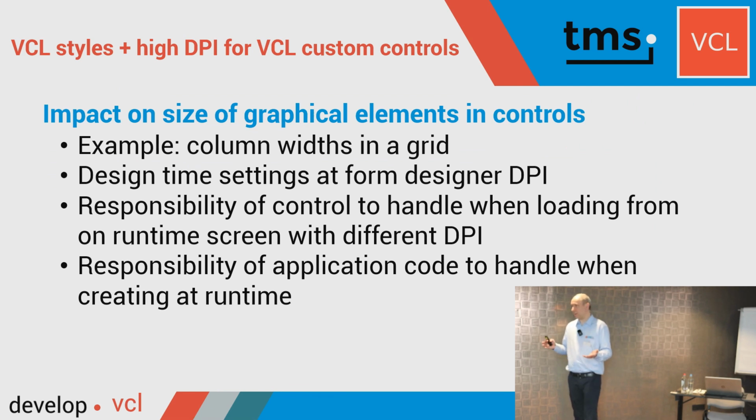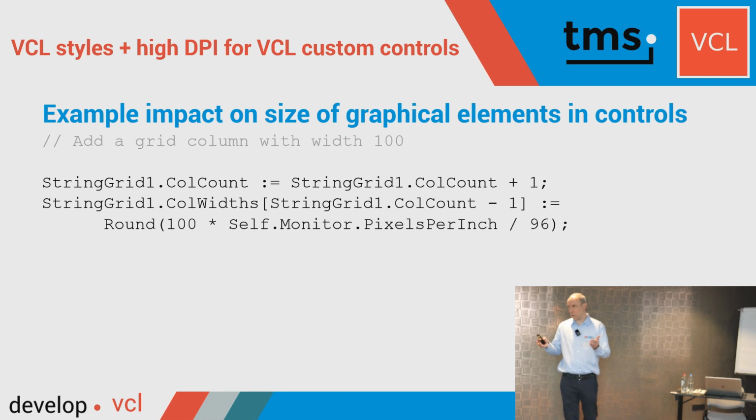So a perfect example here is a string grid where you have columns with certain column widths. And of course, you want the columns to look equally good on different DPIs. If you set column widths at runtime, also here you will need to calculate the proper width to look good on the screen with some specific DPI.